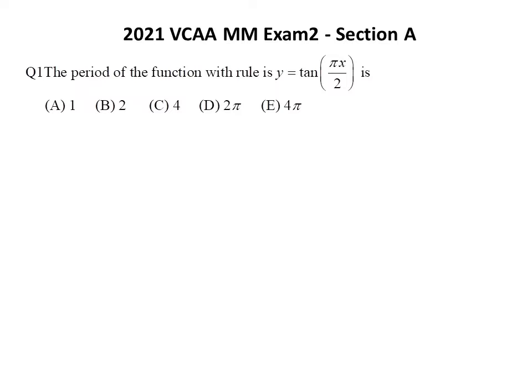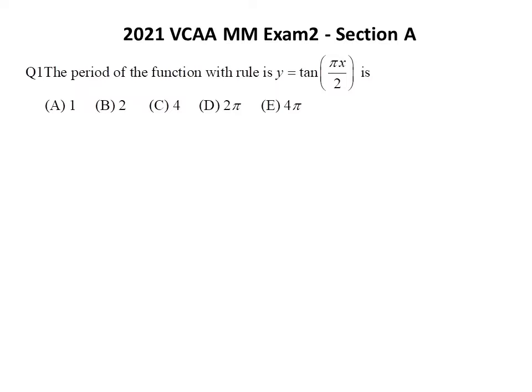Welcome to this VCAA exam paper series. This is section A of 2021 exam 2 paper. There are a total of 20 multiple choice questions in section A and 5 extended response questions in section B. In this video, we will present the first 8 questions in section A.